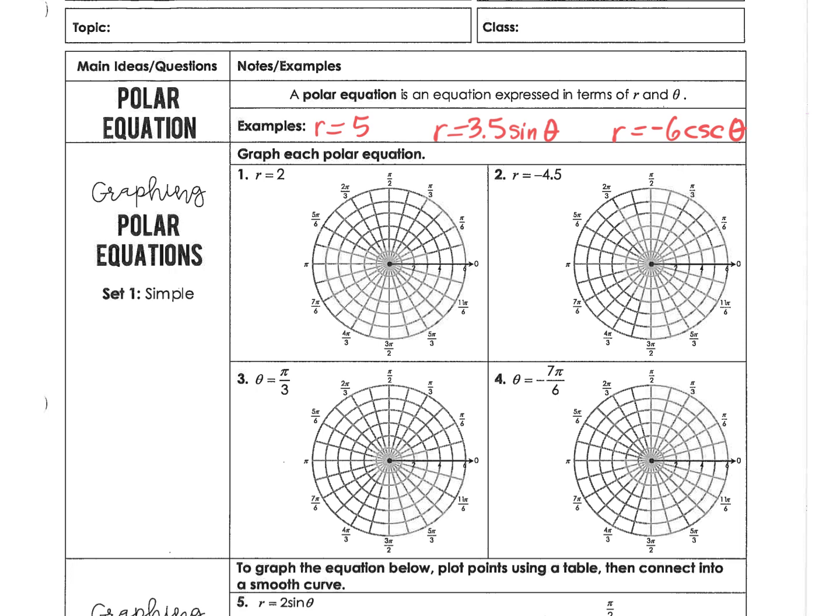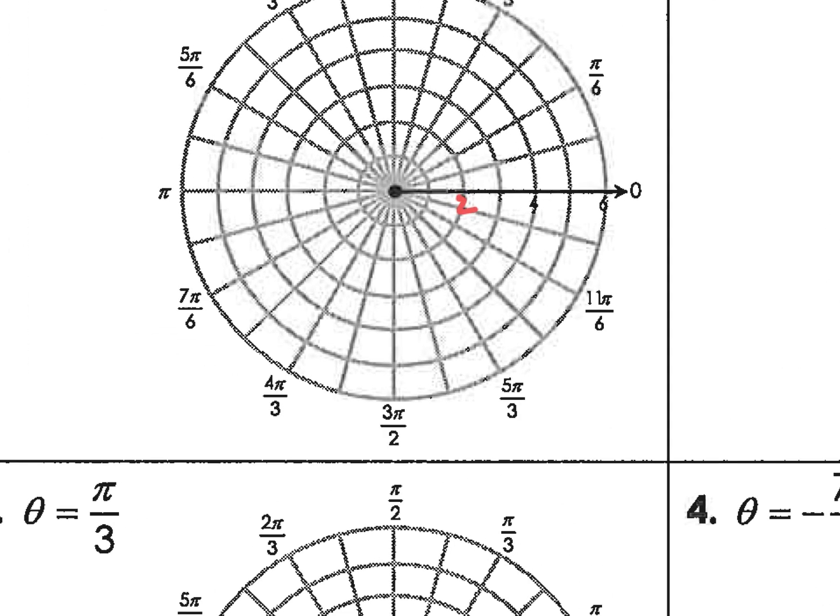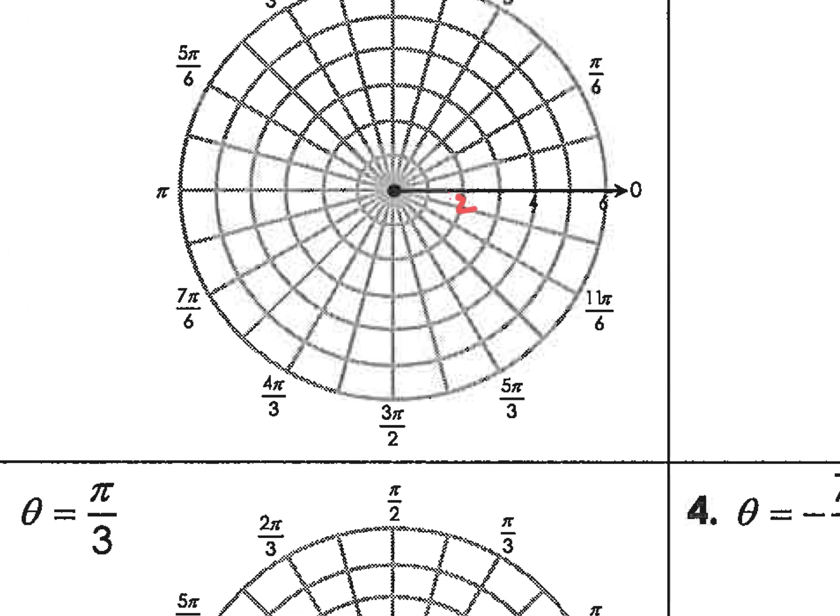All right, so r equals 2 simply means the radius is 2 everywhere. So this is 2 right here if you look. See, it says 2, 2, 4, 6. So r is 2, means the radius is 2 everywhere. It doesn't matter about the angle because theta's not in there. So that would be the graph of r equals 2.